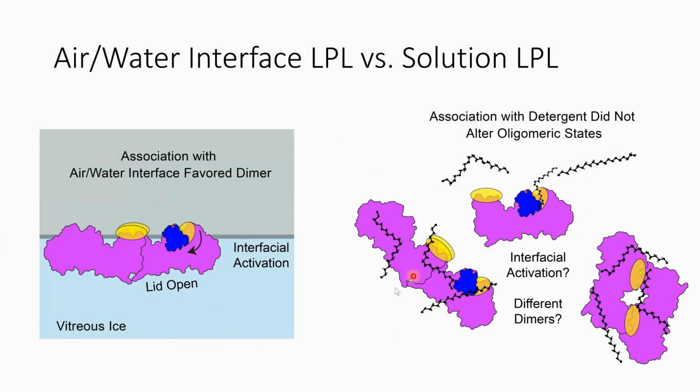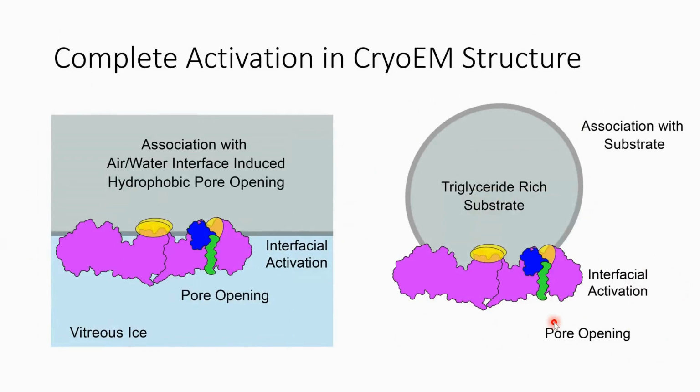And this opens the questions of, can these small, soluble substrate mimics cause interfacial activation? Can they cause different forms of dimers to populate? That is a question that we're still going to have to keep investigating to answer. But I do think that this theory potentially explains why we see the pore opening in our structure. So in association with the air-water interface, LPL has exposed the active site to a very hydrophobic air environment. And that could be what triggered the opening of this pore.